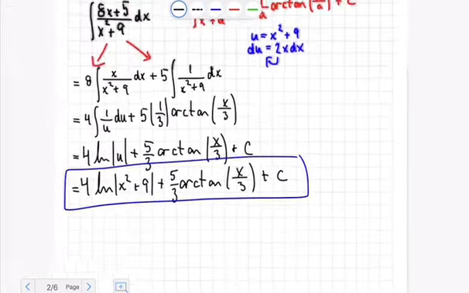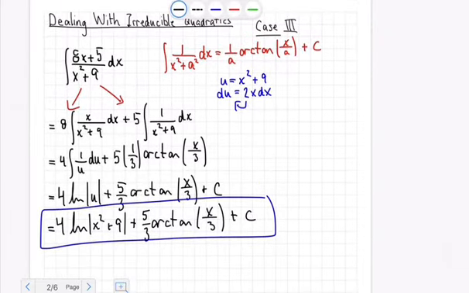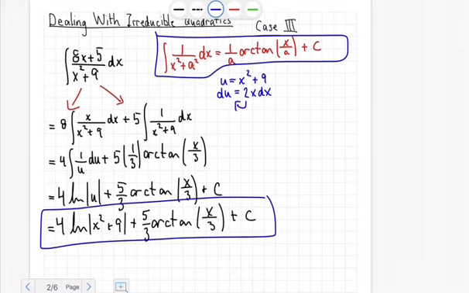So you can see, anytime you deal with these irreducible quadratics, the same method is going to apply. You split them up into two. On one, you're going to do just an easy sub. That's right here. And on the other, you're going to use this rule: how do you do 1 over x squared plus a squared? And that's it.